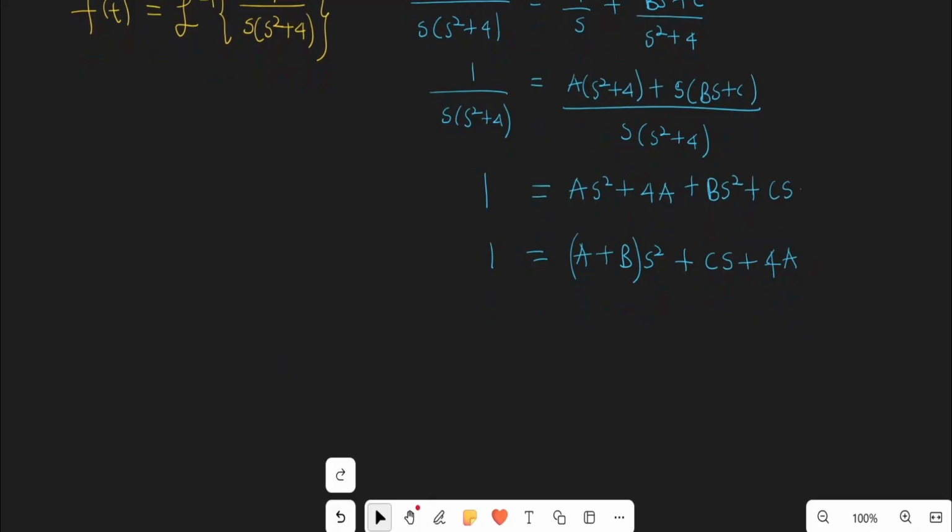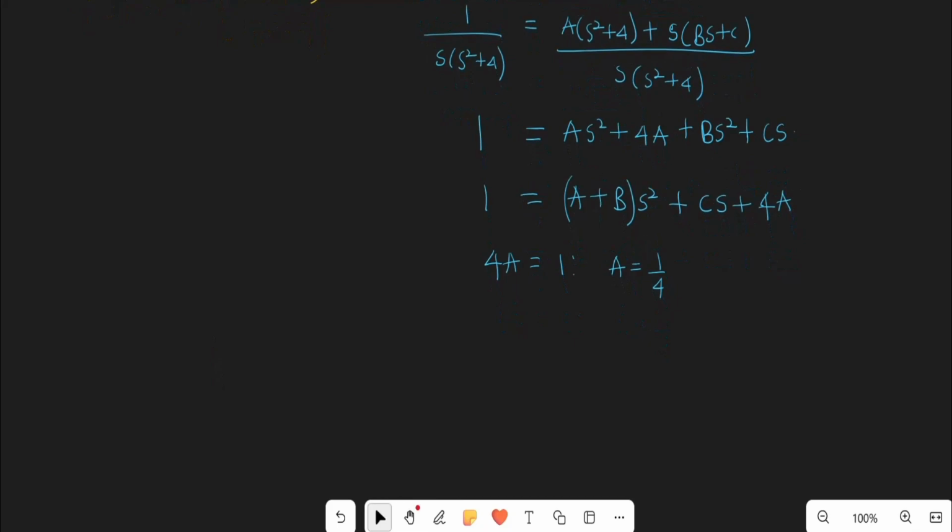So that means that we have 4a equal to 1. By comparing both sides, 4a is equal to 1, which means that a is equal to 1 over 4. Cool. So now we have a equal to 1 over 4, but c is going to be 0, because the coefficient of s on the left hand side is 0. There is no s term. So that means that c is equal to 0.